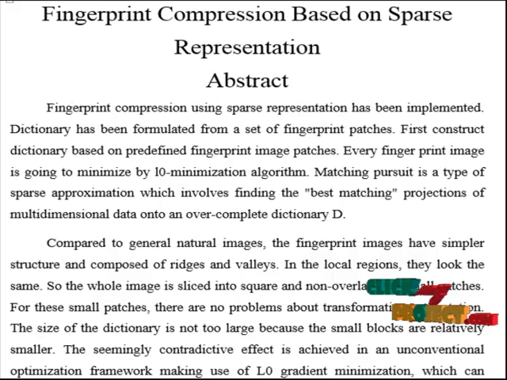This seemingly contradictory effect is achieved in an unconventional optimization framework, making use of L0 gradient minimization, which can globally control how many non-zero gradients result, to approximate prominent structures in a structure sparsity management manner. Coefficients can be quantified by Lloyd's algorithm, finding evenly spaced sets of points in subsets of Euclidean spaces and partitions of these subsets into well-shaped and uniformly sized convex cells.